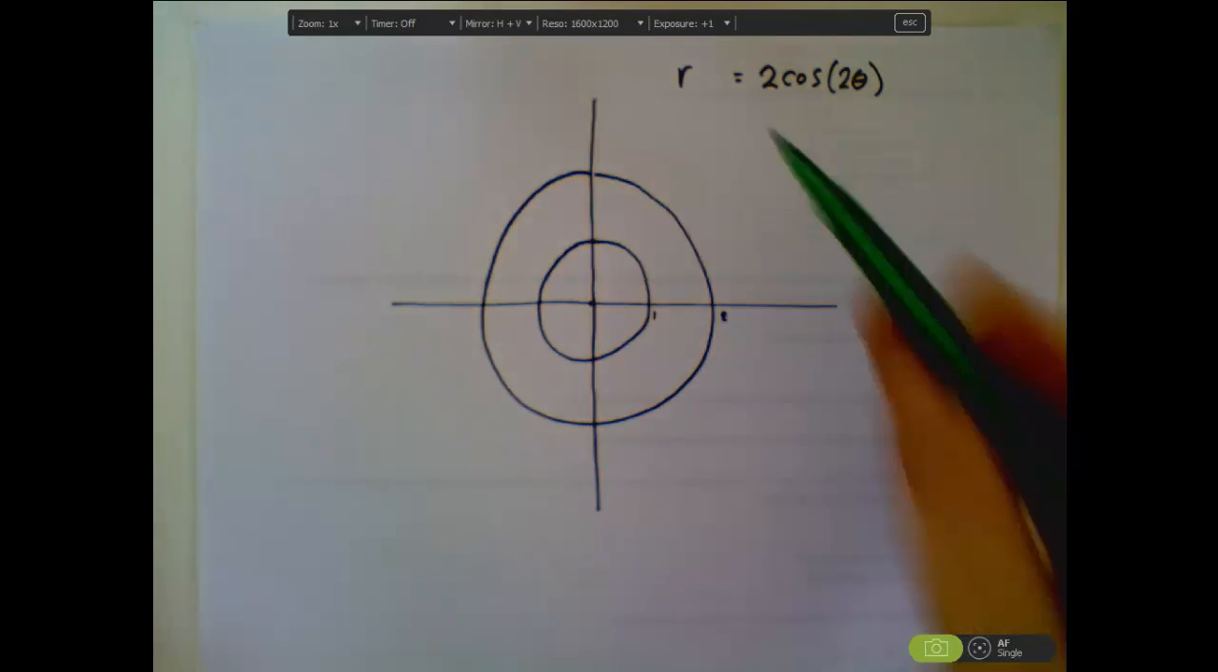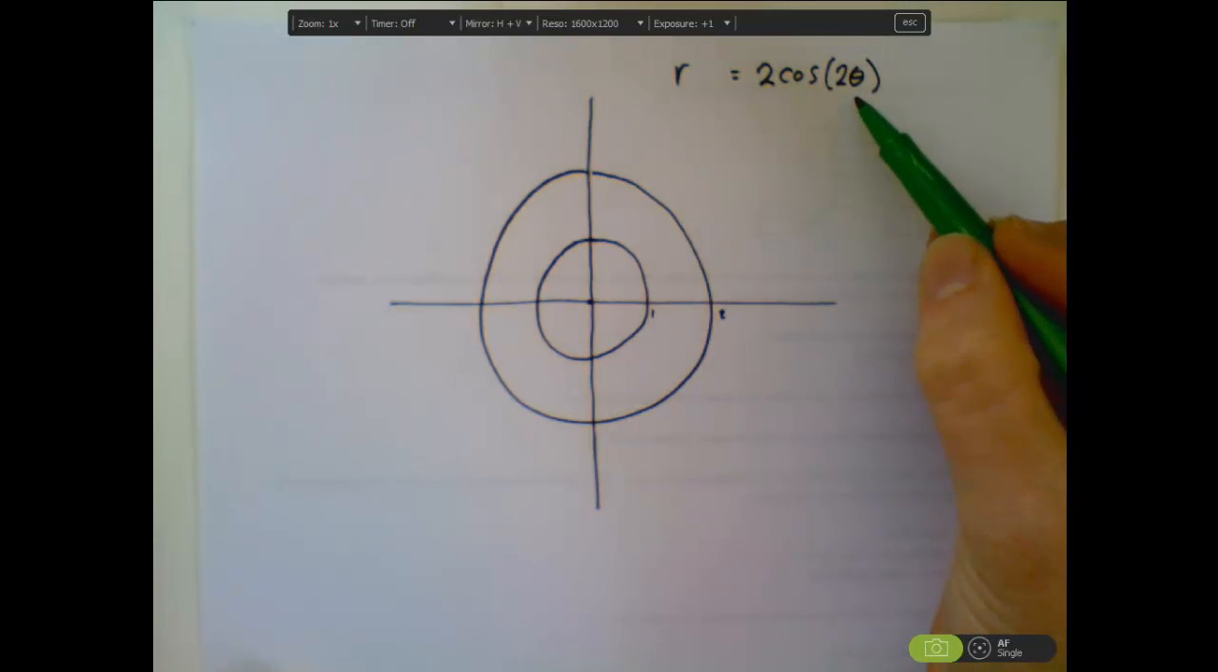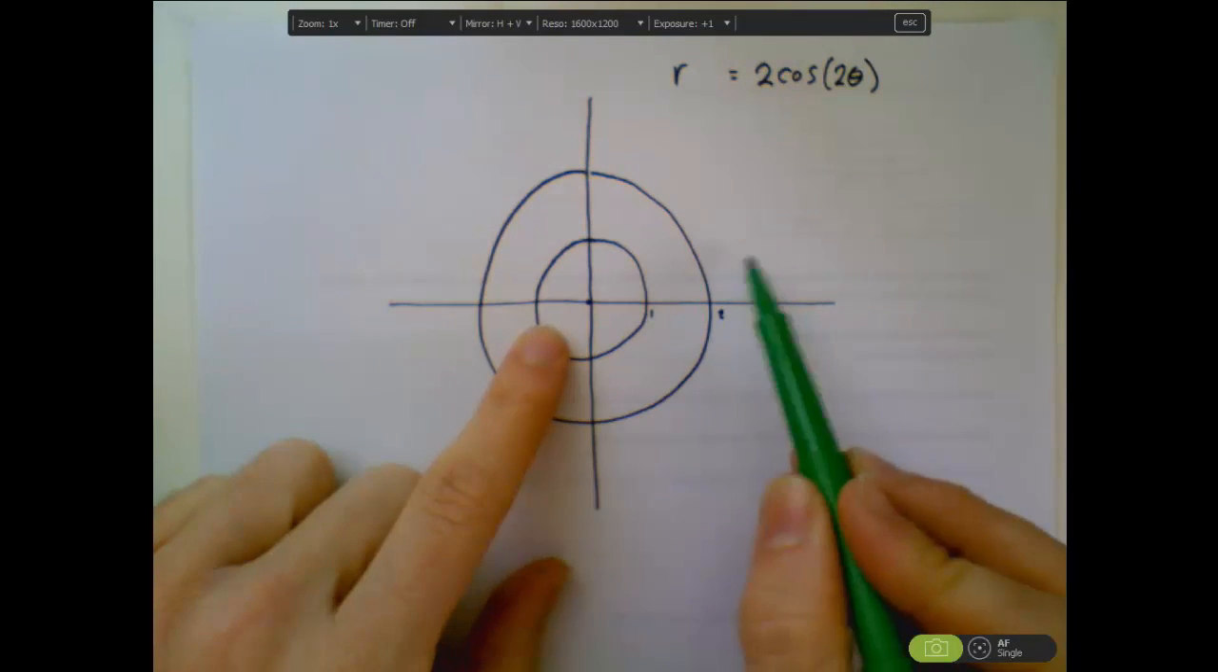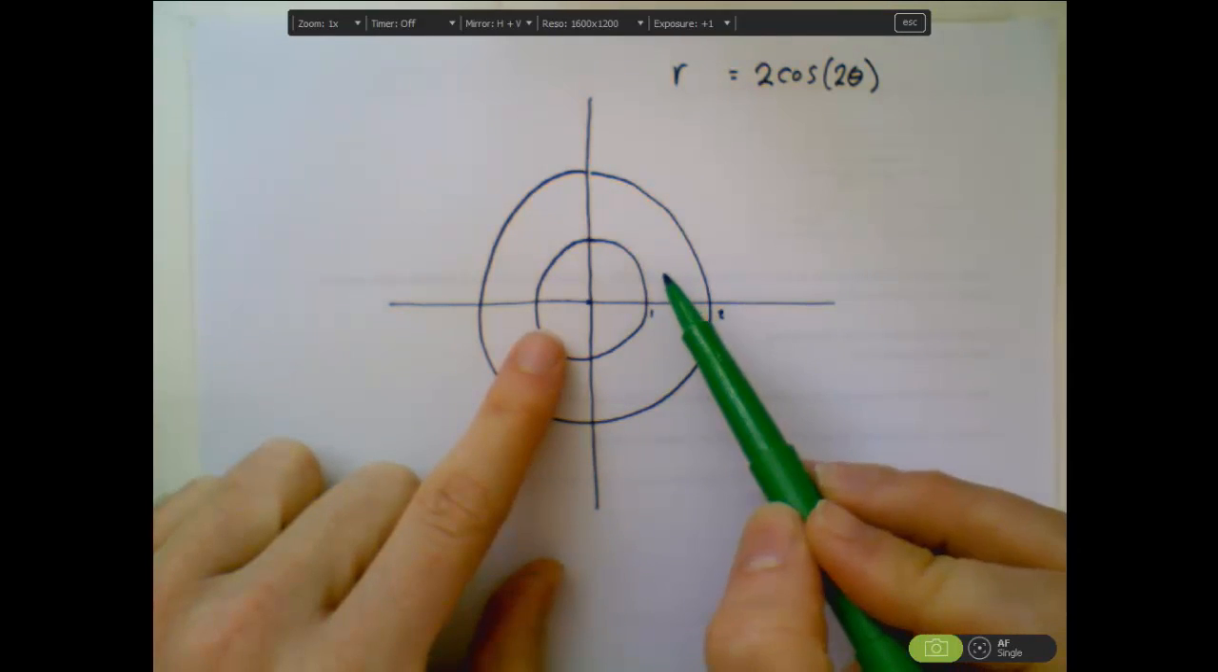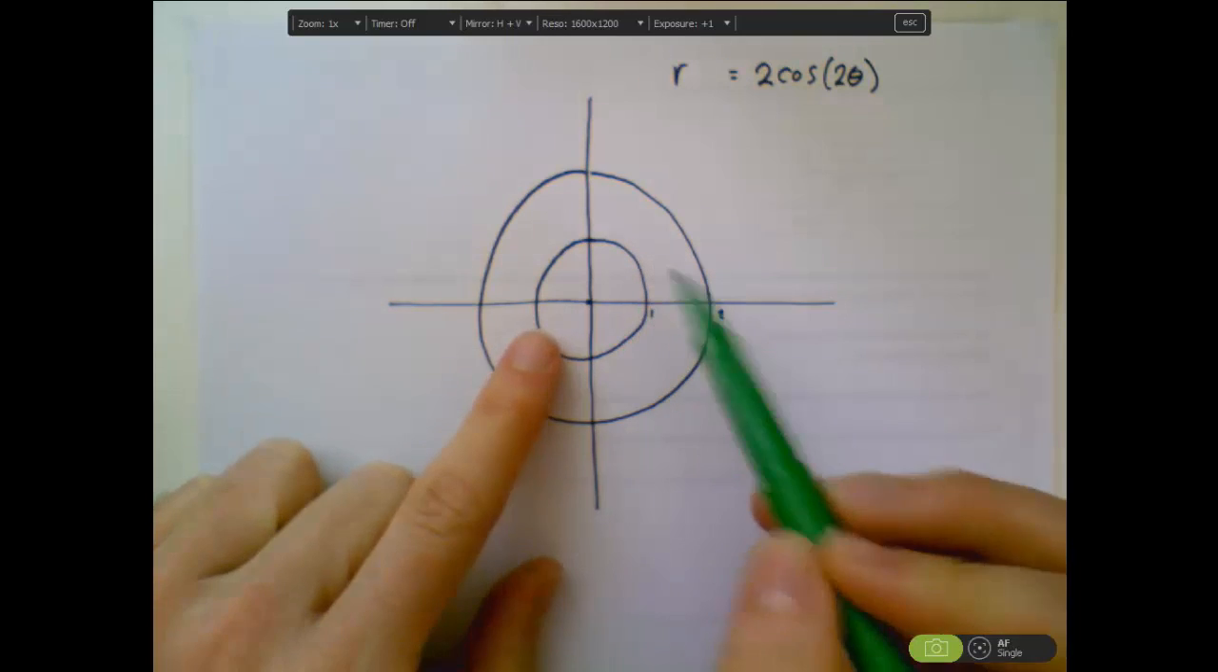If you were going to plot points here and connect them, you might choose some different values of theta, which would give you different angles. And for each value of theta, you would work out what the r was, and you would put a point down, and put a point down, and put a point down, and then start to connect them.